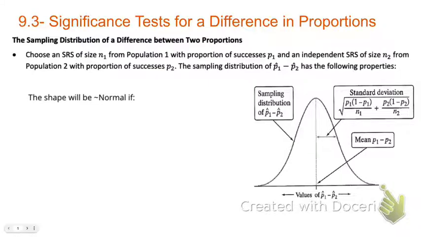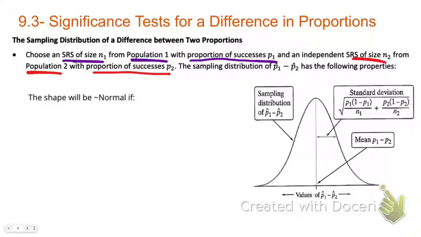So we would have a simple random sample of size N1 from population 1. There would be a proportion of success of P1. Then we would go to the second population and we would take an independent simple random sample of size N2 from population 2 with a proportion of success of P2. What does the sampling distribution look like? Well, the sampling distribution looks like this with a mean of P1 minus P2. So you just take P1, subtract P2.